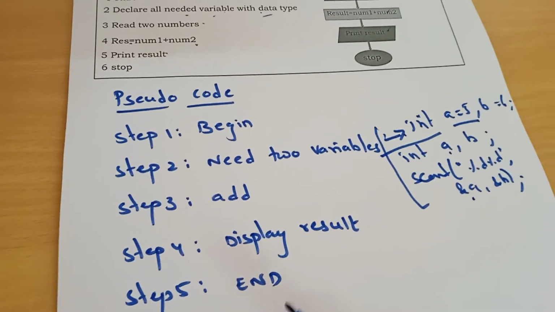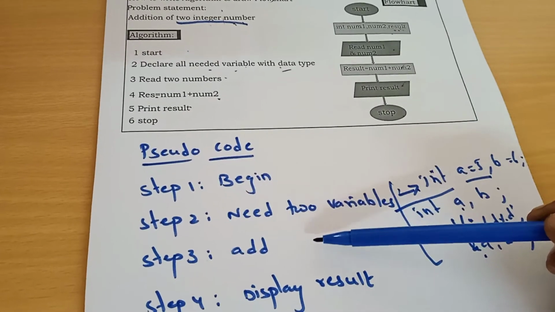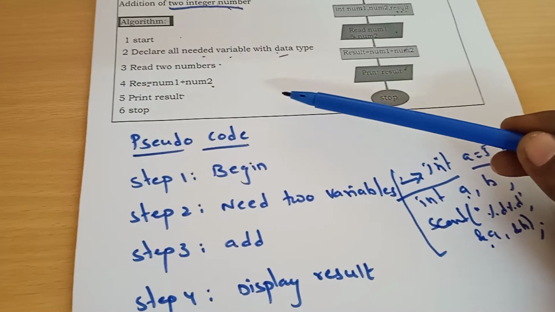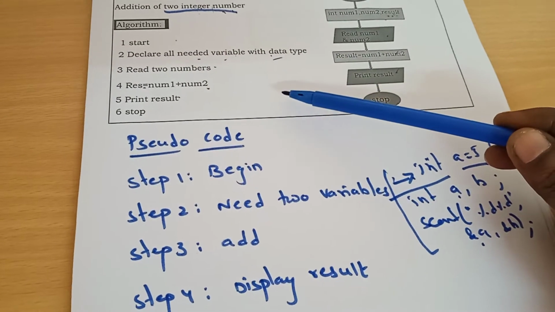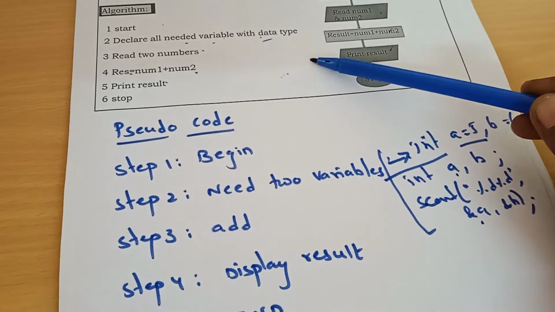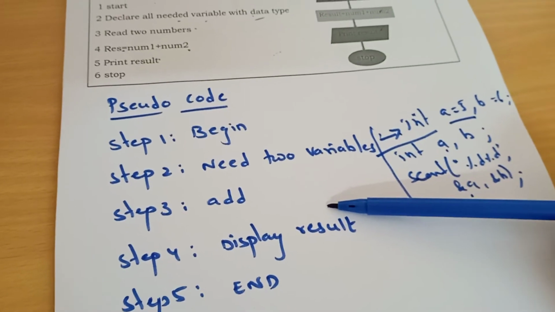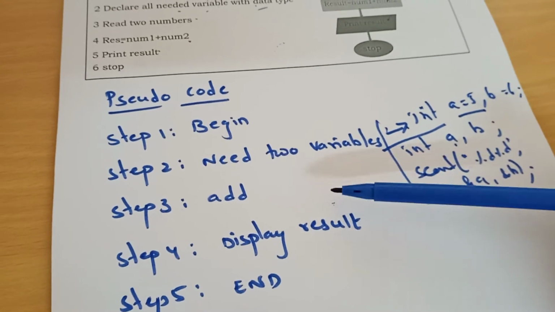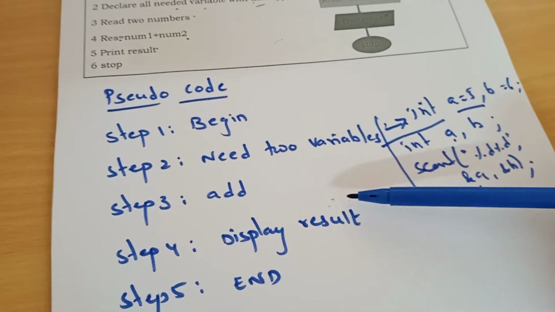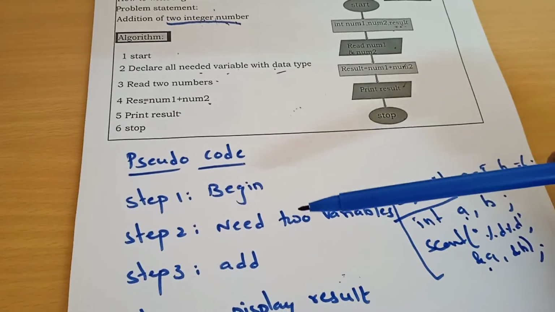Now, the difference between these two, algorithm and pseudocode, is that an algorithm is a step-by-step process to complete a specific task in a formal way. Pseudocode is also a step-by-step process to complete a specific task, but in an informal way. That's the only difference between these two.